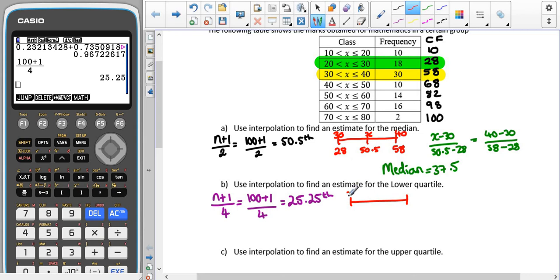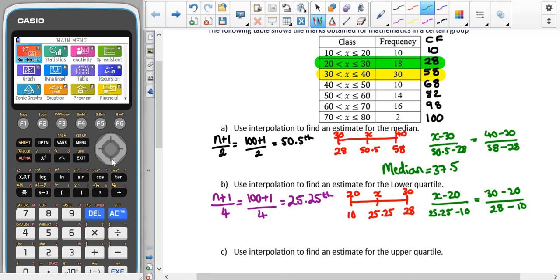So that interval starts at 20 and ends at 30, and somewhere in there is our median. We have 10 pieces of data at the beginning, we have 28 by the end of that interval, and somewhere in there is our lower quartile, which is our 25.25th piece of data. So then we set up the fractions in exactly the same way as we did when we were finding the median. So that's going to be x minus 20 divided by 25.25 minus 10 equals 30 minus 20 divided by 28 minus 10.